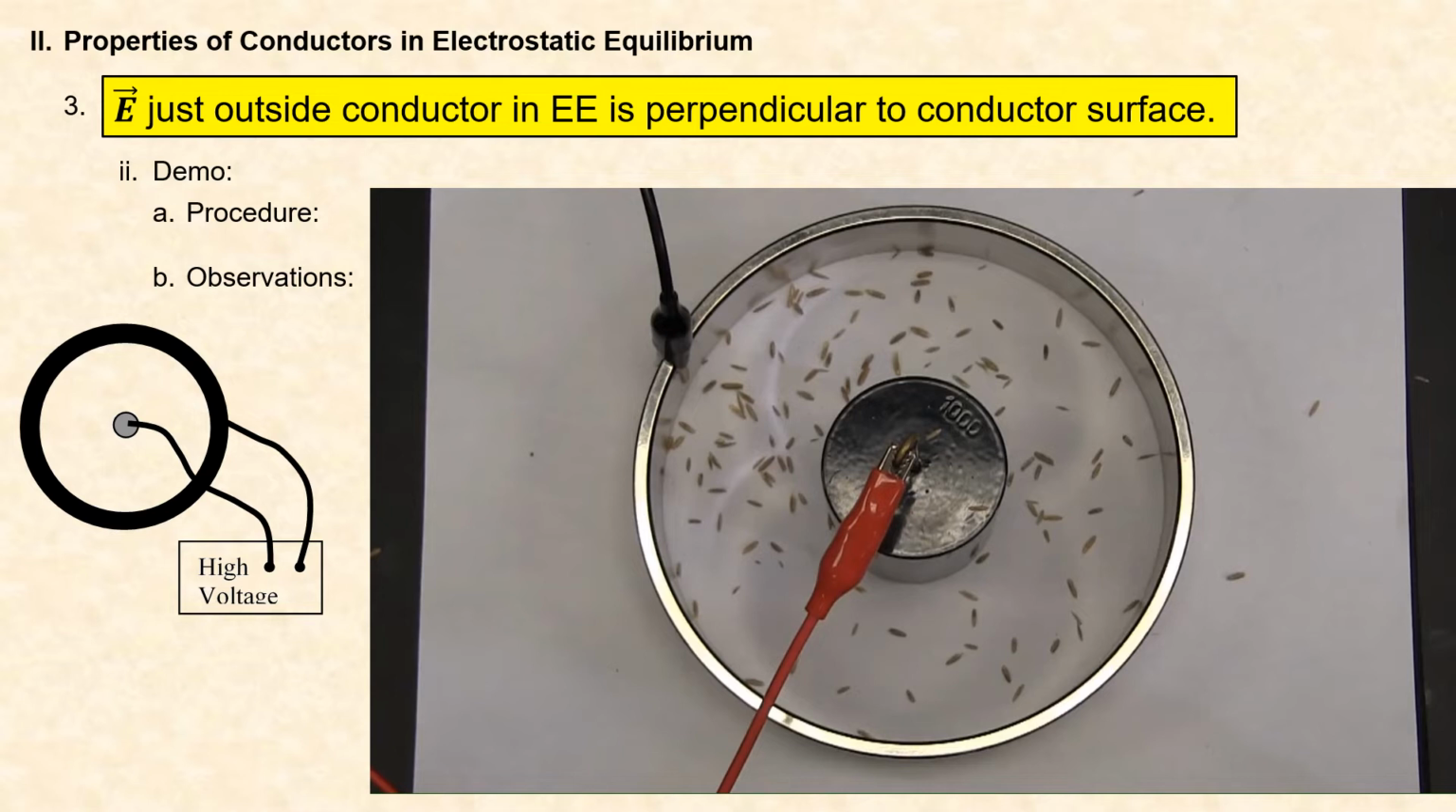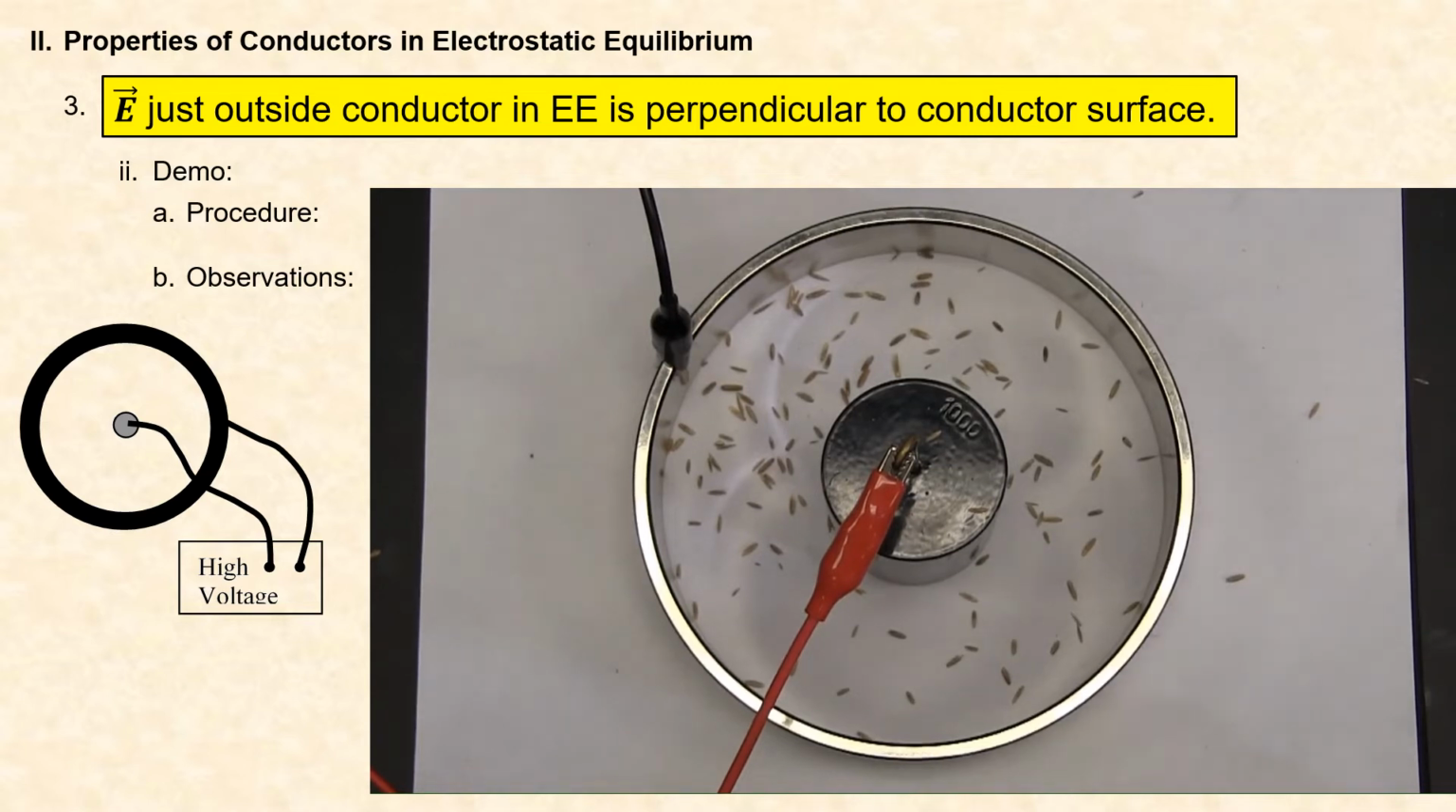And look near the surface of the conductor, and you should see that some of these grass seeds will end up being perpendicular to the surface here. So let's turn on the Van de Graaff here. Of course there are other forces, frictional forces on the seeds and seeds hitting other seeds as well.